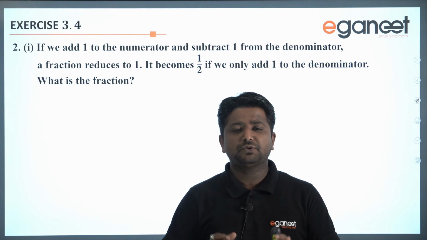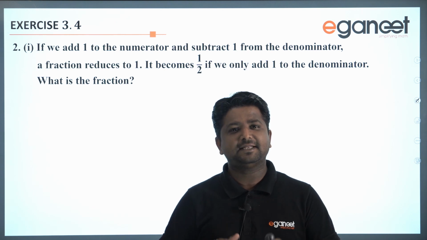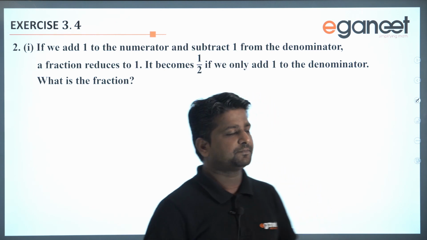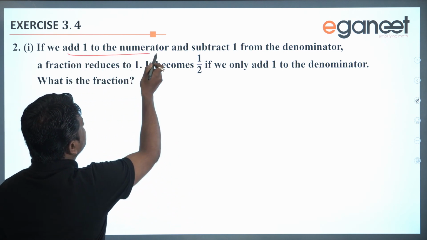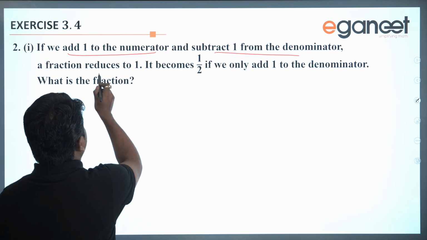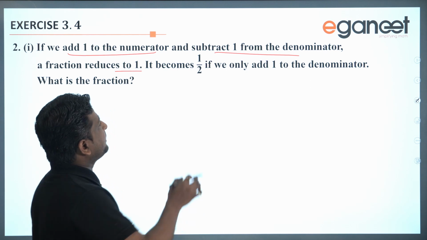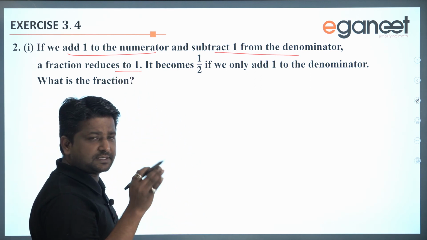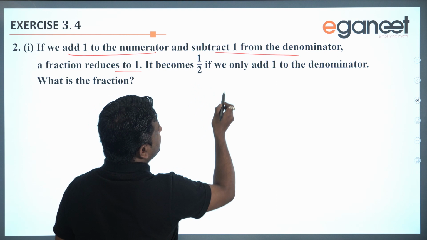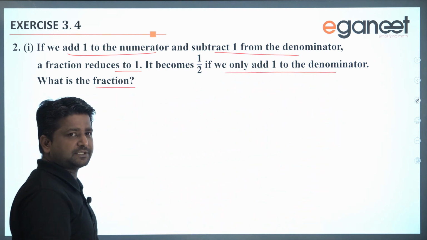In this video, we are going to solve a very important and interesting example in linear equations in two variables. We'll solve this example using the elimination method. Let's read the question and understand it. If we add 1 to the numerator and subtract 1 from the denominator, the fraction reduces to 1. This example is based on fractions. This is the first condition. The second condition is the fraction becomes 1 by 2 if we add only 1 to the denominator. Then we have to find the fraction.